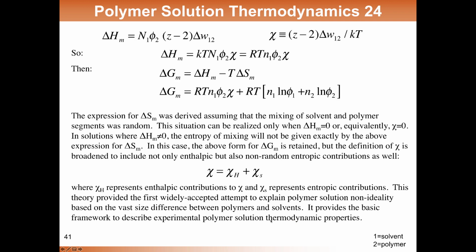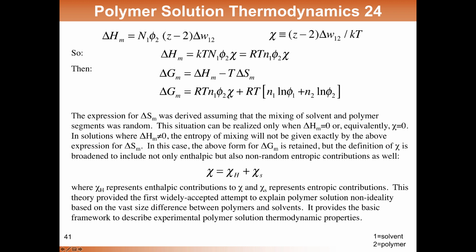divided by kT. And so then the delta H of mixing can be written as shown here on a molecule basis, or we can put it on a molar basis by writing R as k times Avogadro's number, as shown here. Then the delta G of mixing is the delta H of mixing minus T delta S of mixing. And so this is the final expression for the delta G of mixing in the Flory-Huggins equation. So here's the entropic part. This is the delta S of mixing, and this is the delta H of mixing.